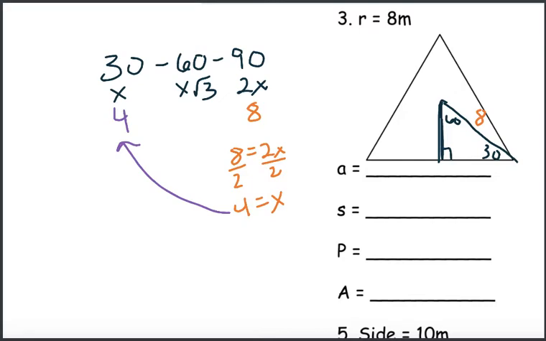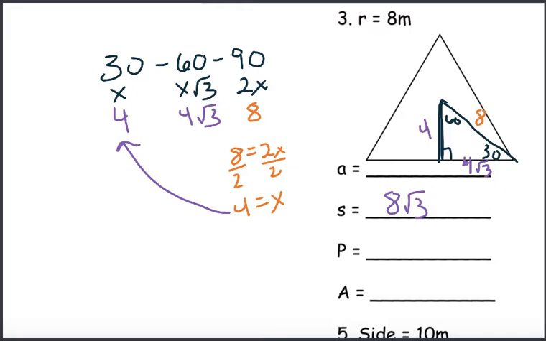And once we know x, we can plug that in for the 60. 4 times root 3 is 4 root 3. And then let's label the rest of the triangle with what we just found. Across from the 30 is the 4. Across from the 60 is the 4 root 3. Since 4 root 3 is half of the side, the entire side, if you double that, will be 8 root 3.